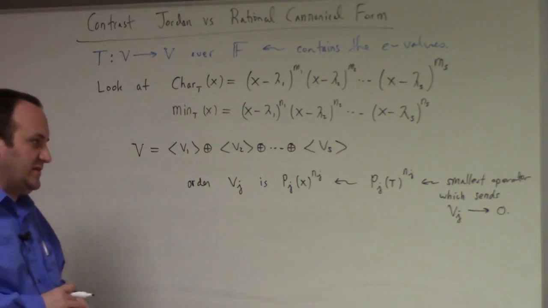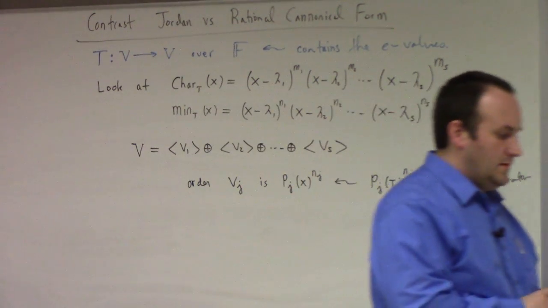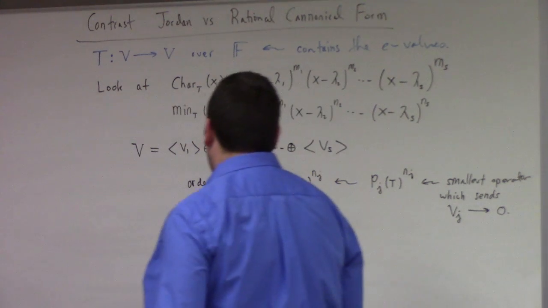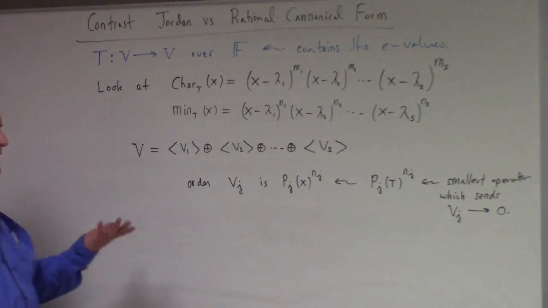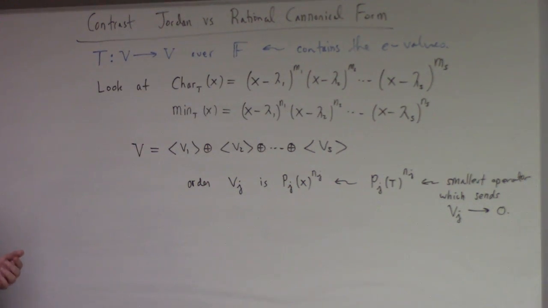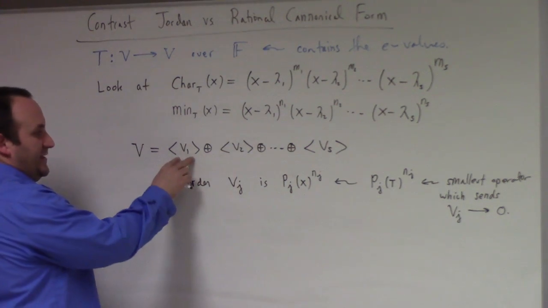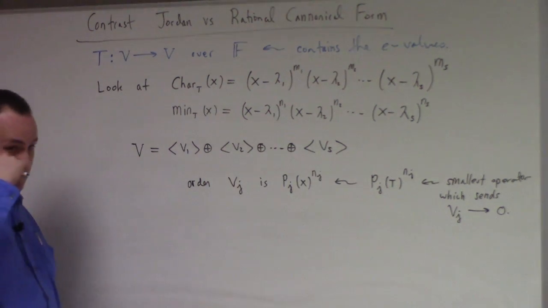If you look at the definition of the order, it's a polynomial which, when you plug in the transformation and let the polynomial of the transformation act on the vector, gives you back zero. It's the smallest one that does it, and it also has to be monic. And then what you do is make a basis, building a basis for each one of these cyclic subspaces.